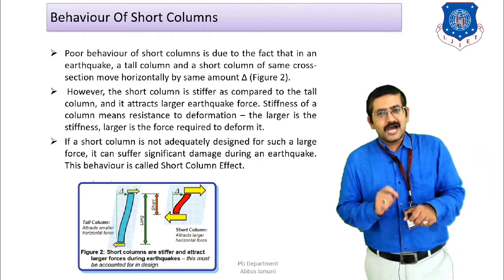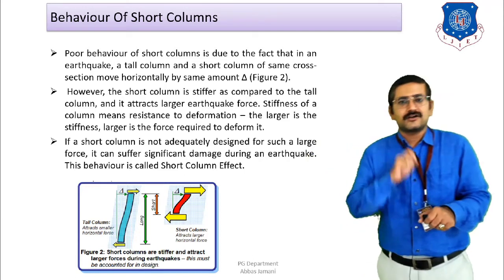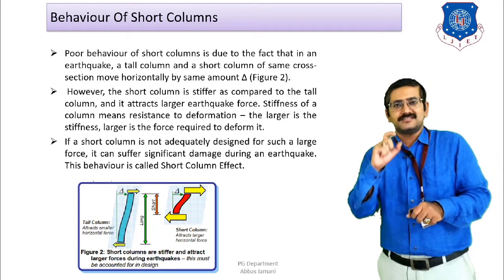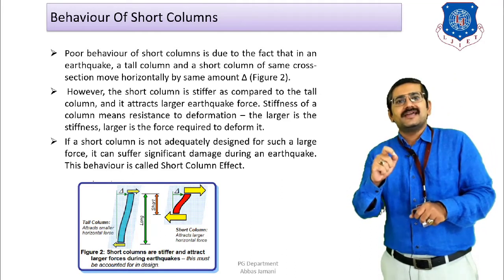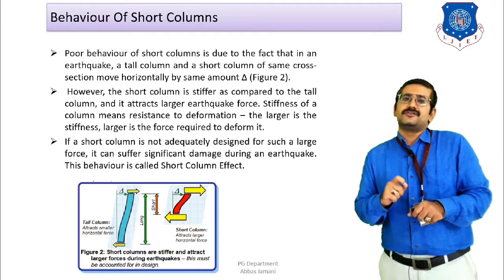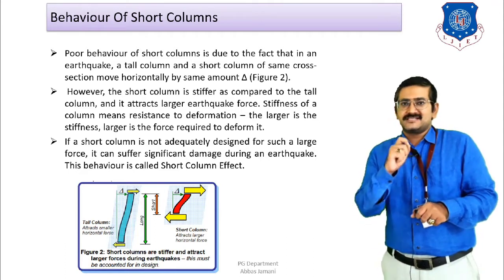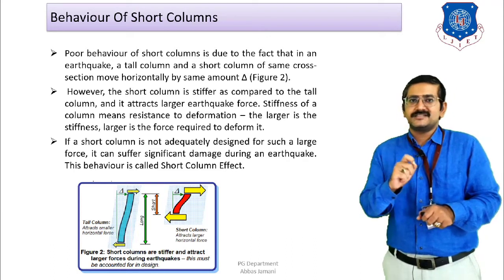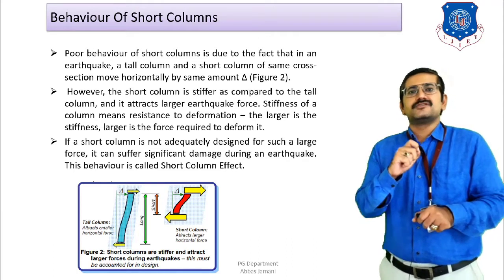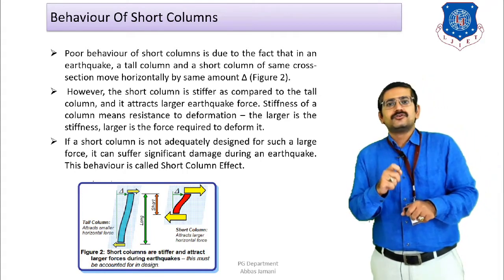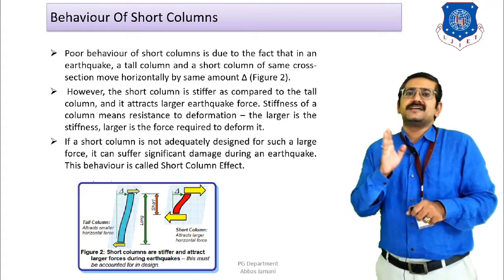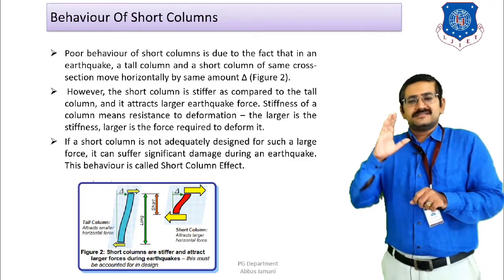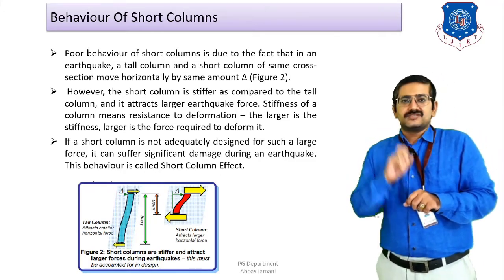However, what is going to happen is that short columns are going to be stiffer. Why? Because the unsupported length is reduced. When the unsupported length is reduced, the stiffness increases, because we know that stiffness and length are related to each other. What is the definition of stiffness? The amount of horizontal force that is required to initiate the horizontal displacement in a building is known as the stiffness, right? So since the unsupported length is reduced, the stiffness is going to increase.